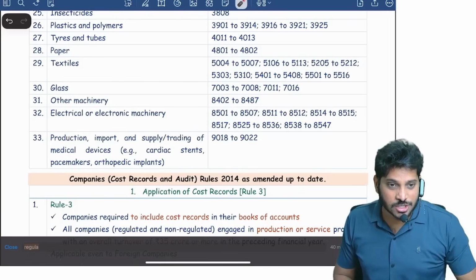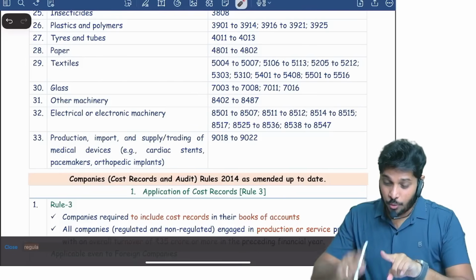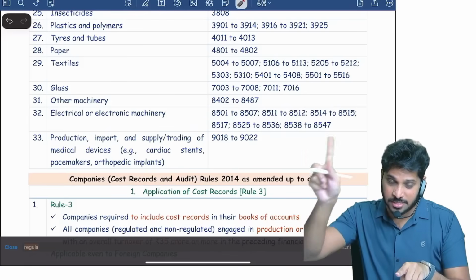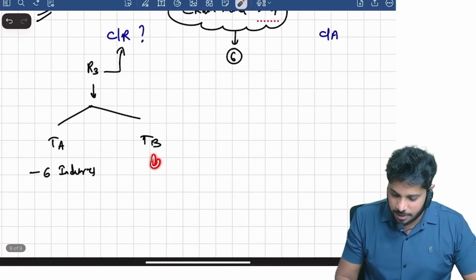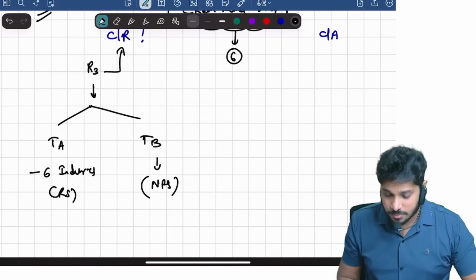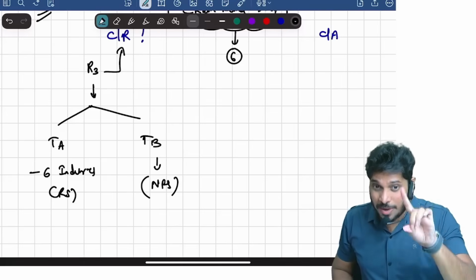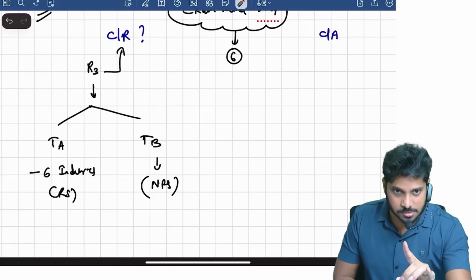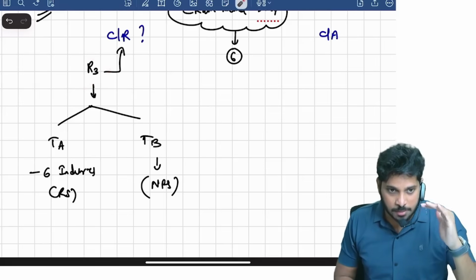Only for which entities will cost records apply? Manufacturing entities and service entities. That too, it depends on which products and services you are manufacturing, so that cost records will apply. Table A talks about the regulated sector. Table B talks about the non-regulated sector. Correct? You may be manufacturing any product and any service, but cost records will apply only when you are manufacturing the rule number 3 products and services.